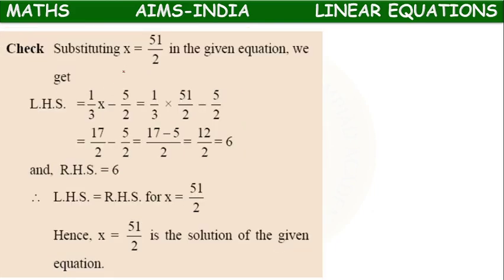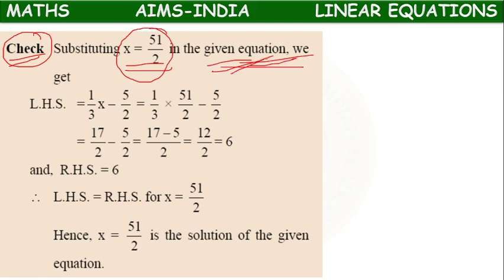But is it true or wrong, false? We can check it by substituting x equal to 51 by 2 in the equation. The equation has two parts, LHS and RHS. What is LHS? 1 by 3x minus 5 by 2. What is RHS? 6. LHS, 1 by 3 into, in the place of x, we will keep 51 by 2, minus 5 by 2.